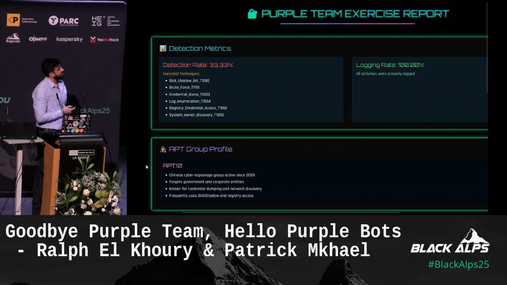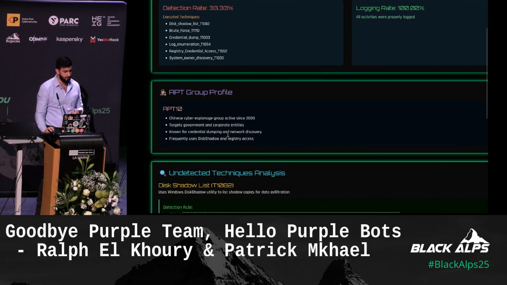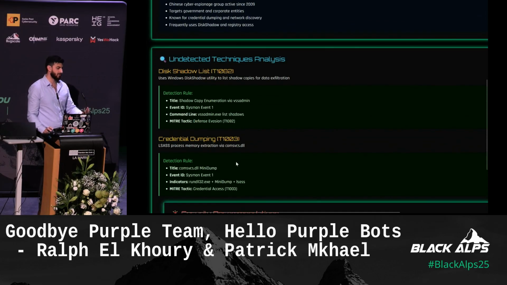So this is an example of what a report could look like, from the proof of concept that we did. Here we executed 6 techniques. The detection ratio was 33%. The logging rate was 100%, so everything was logged. Here you will have a small summary about the APT that was chosen during the purple team. And here you will have the logic, it's not the Sigma format, but the logic of the use case that you can create for the undetected techniques.